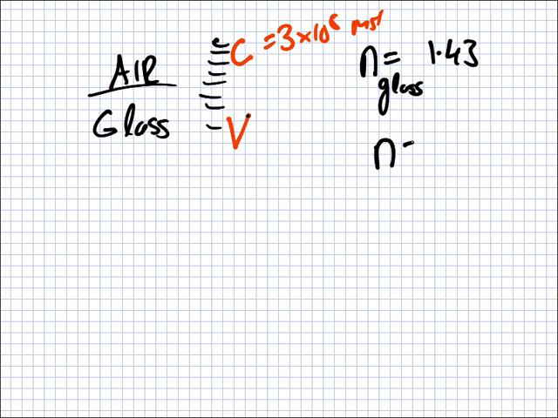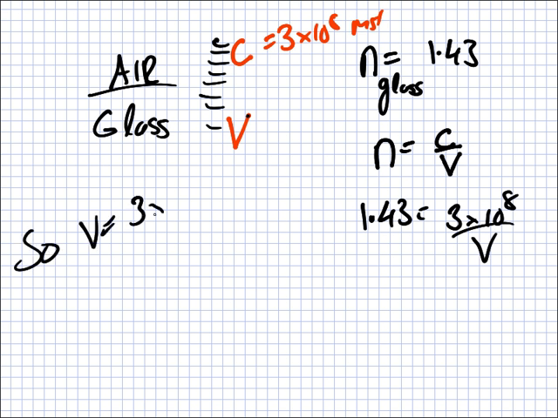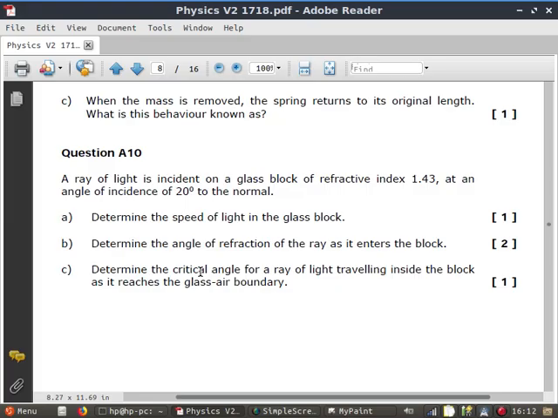But we have the formula N equals c over v. So you have 1.43 equals 3 times 10 to the 8 over v. So v is 3 times 10 to the 8 over 1.43. What's that, please? 2.097 times 10 to the 8. 2.1? That will do, Ben. That's fine.